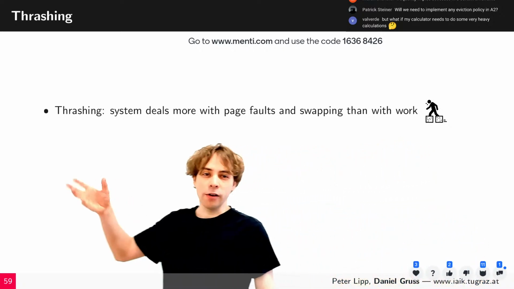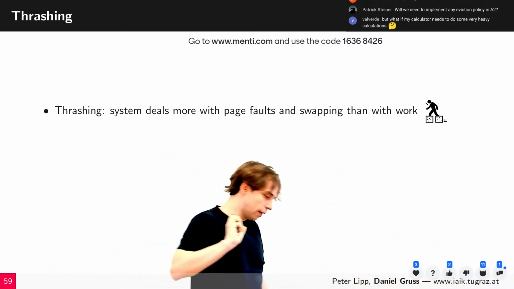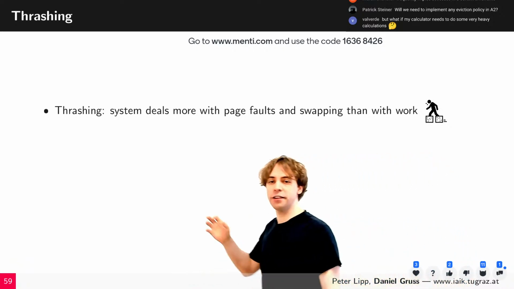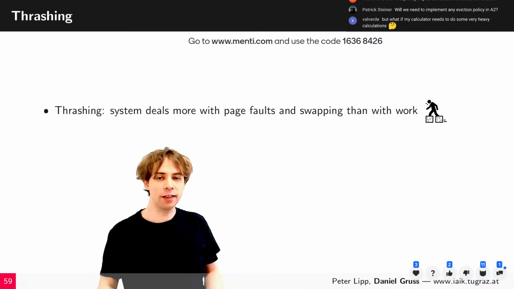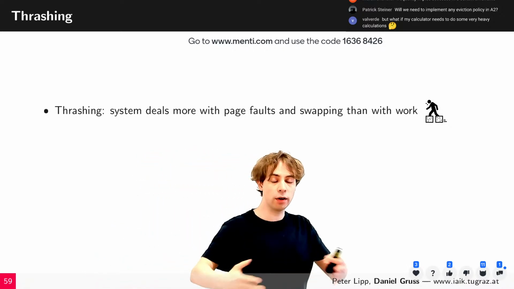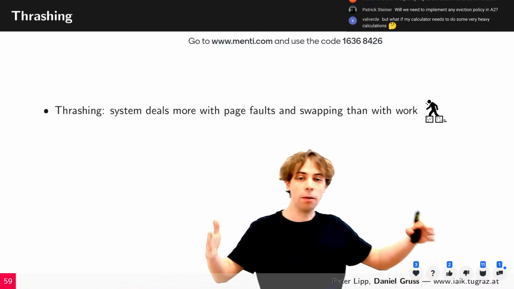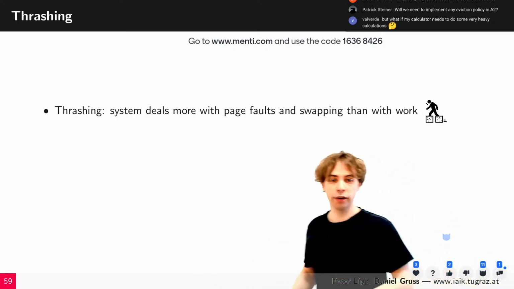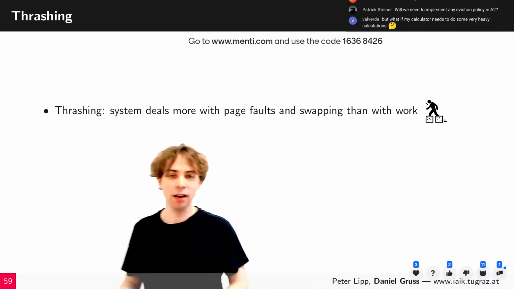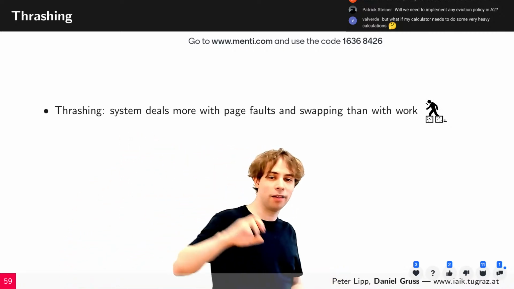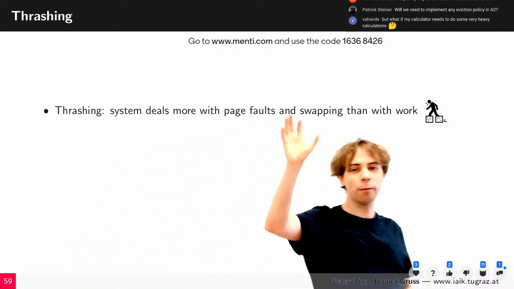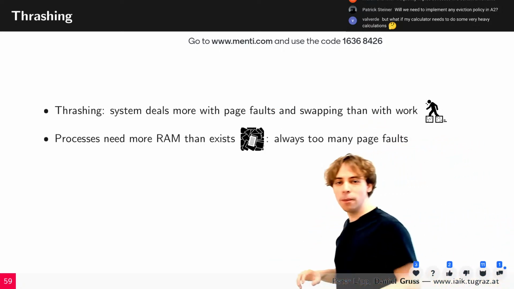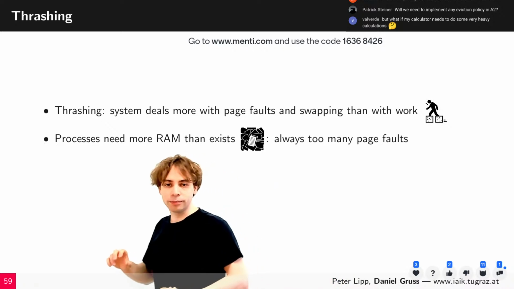Let's talk about another problem before we go into these process-aware algorithms. Thrashing. Thrashing is if a system spends more time on handling page faults and swapping than with actual work. So this is pretty bad. You don't want the system to work on page faults and swapping most of the time. Most of the time it should do the work.